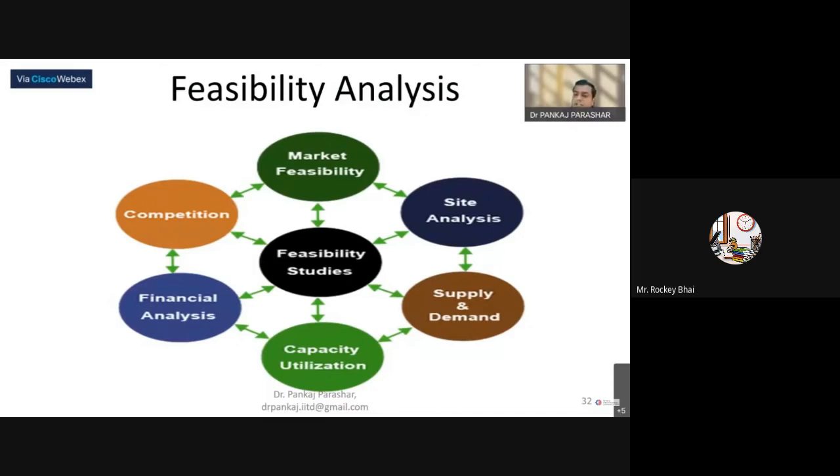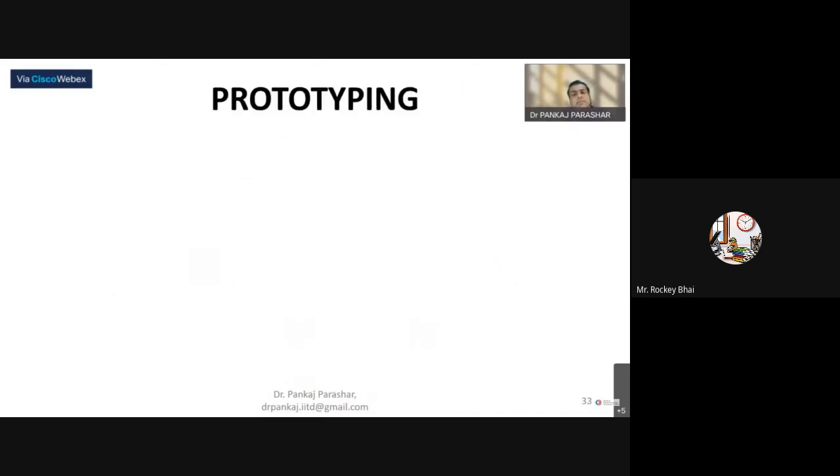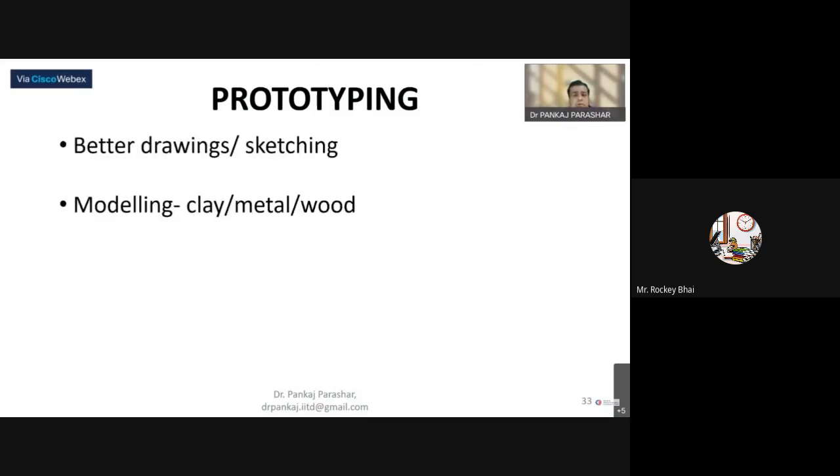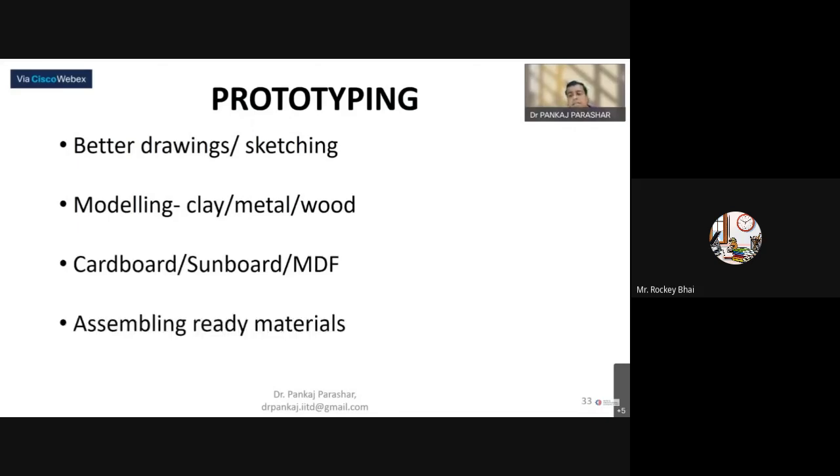If it is going forward in the direction of design product development, then comes prototyping. Prototyping can start from clay modeling to paper modeling to wood modeling, and nowadays we have even better sketches that could also do prototyping. Clay modeling, cardboard, sunboard, and MDF could help as ready materials. You can buy electronic boards, assemble them, and make them work. Arduino and Raspberry Pi form great prototyping platforms where you just plug in your sensors and you can test your concept. So that is what is readily available.